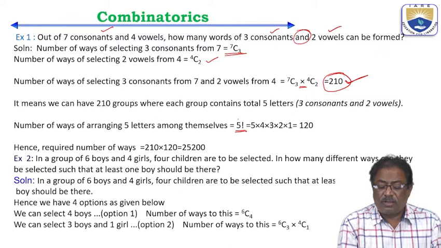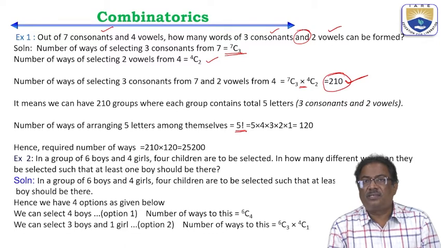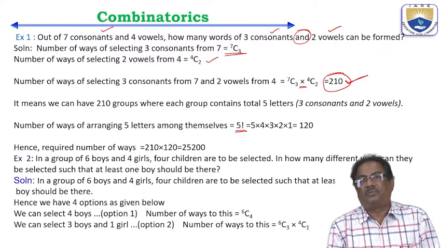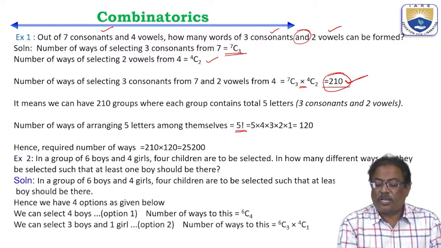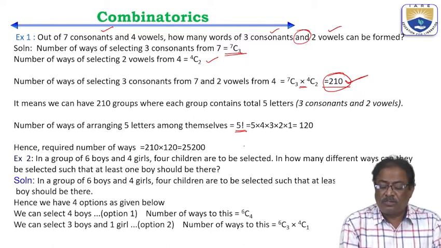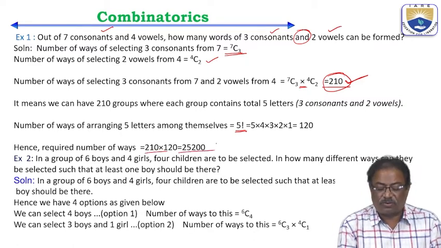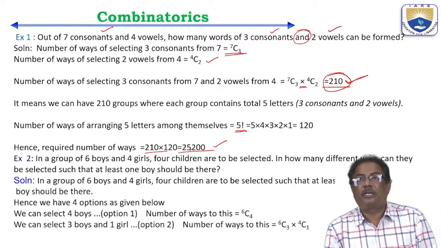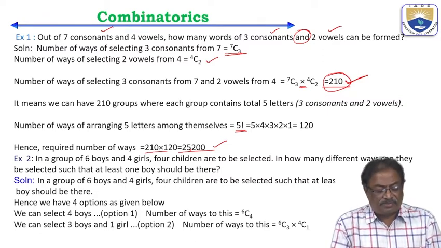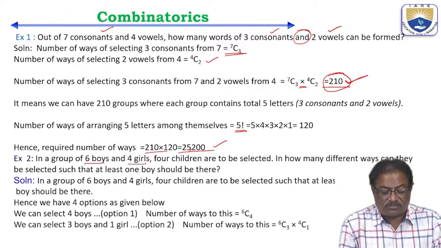That means each group will have 5 letters, and among themselves there are 5 factorial ways we are going to arrange. So there are 210 groups, each group is 5 factorial. Then the total number of arrangements is 210 into 5 factorial. So this is 25,200.